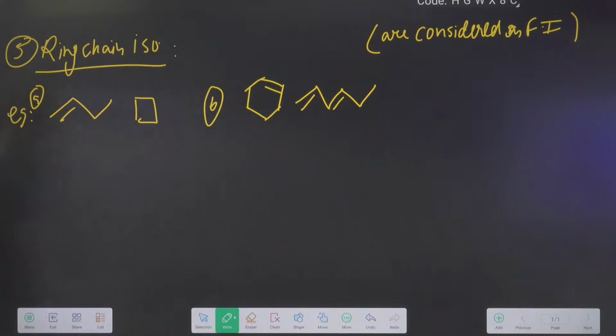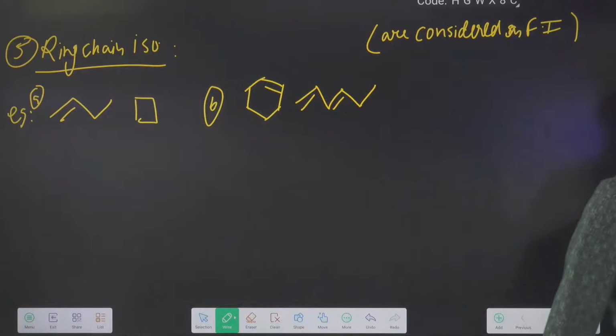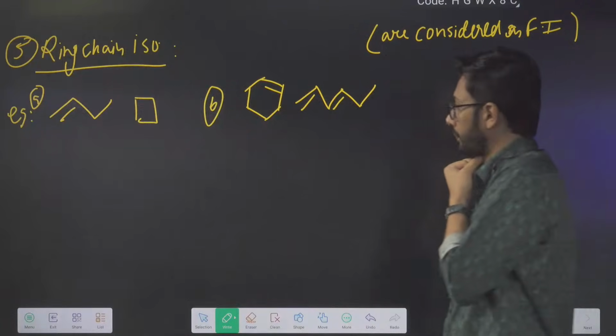Clear? Second example. Both have the same formula. One is a cyclic structure, the other is an open chain structure.